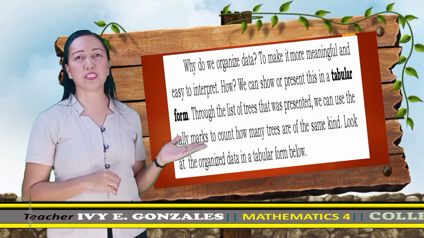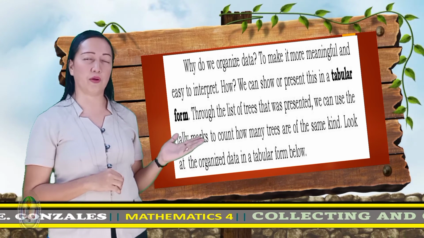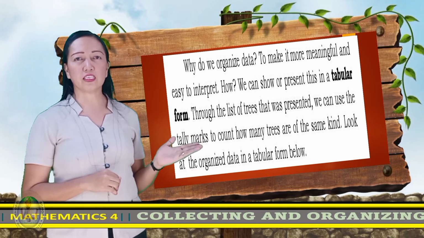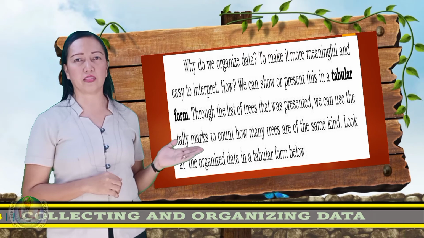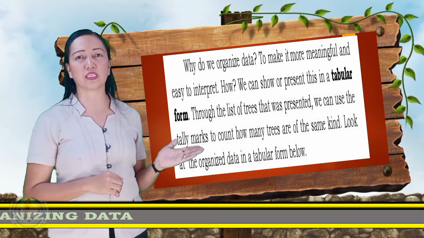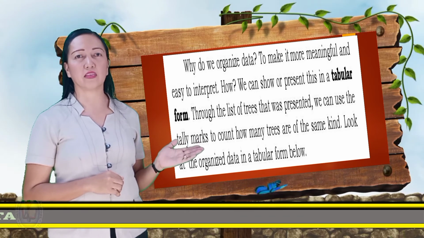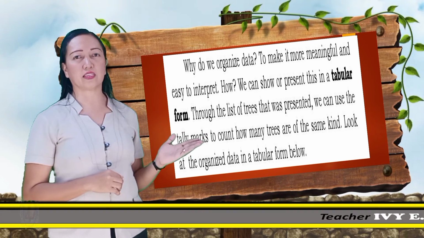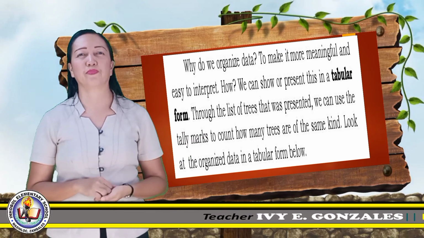We can show or present this in a tabular form. Through the list of trees that was presented, we can use the tally marks to count how many trees are of the same kind. Look at the organized data in a tabular form below.